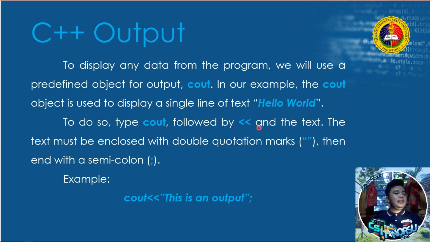Okay, so the next topic is, let us learn more about the output function, the one that we just used a while ago. To display any data from the program, we will use a predefined object for output, cout. Basically, cout is a predefined object for output, or a command that will allow us to display or output any data coming from our program. The data could be text, numbers, paragraphs, and so on. In our example, the cout object is used to display a single line of text, hello world.